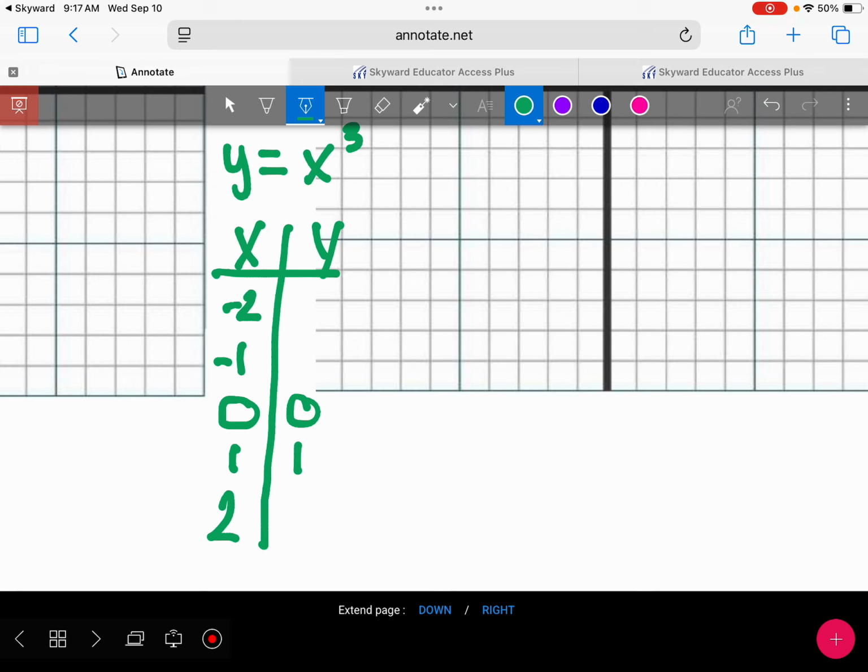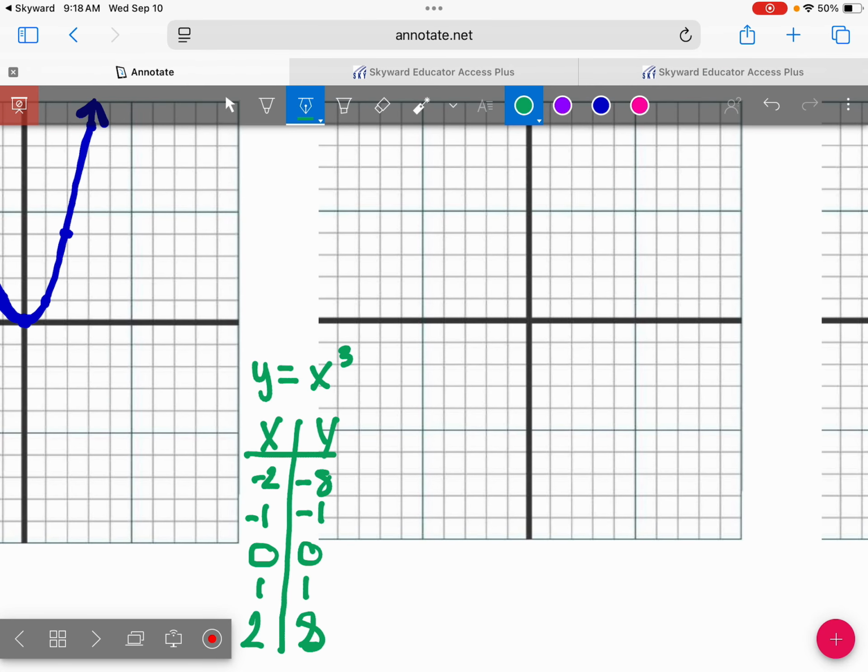What about negative 1 cubed? Negative 1. Oh, sorry, that's 8. I wrote it wrong. What about negative 2 cubed? Negative 8.